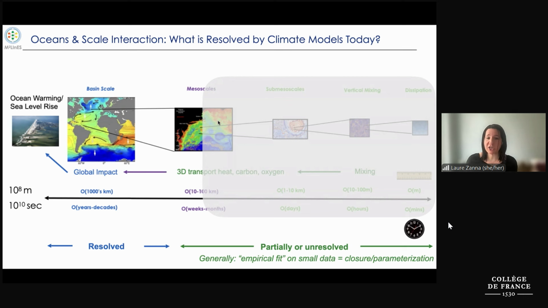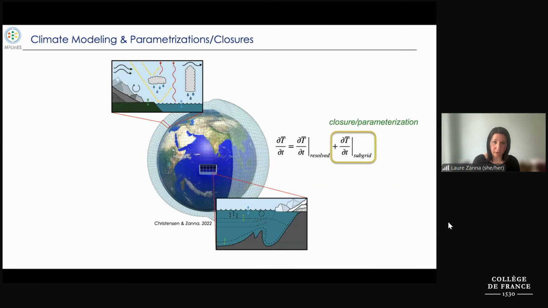And so in general, for those of you who are applied mathematicians in the room, we come up with a closure. And if you're more familiar with the term, a parametrization. So we try to come up with an empirical fit for how those scales interact with the large scale. And usually it's not like we have a lot of data to do this kind of thing. So it's mostly thinking about how the physics works and coming up with a mathematical operator that will represent how mixing influences the large-scale temperature, for example.